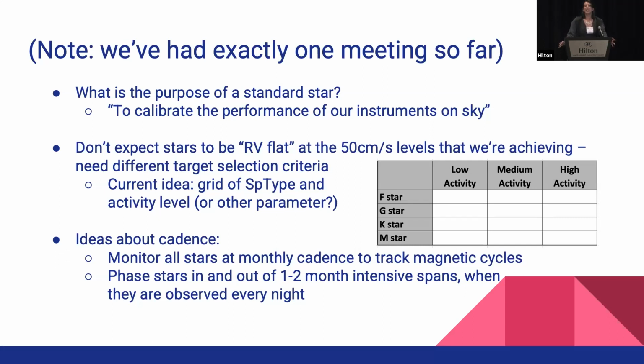But the idea behind this is still the same, right? The goal of a standard star is a way to calibrate the performance of your instrument on sky rather than in the lab via something like fiber tracking. So this is the whole optical system from starlight coming down and hitting your primary all the way through to reduced radial velocities. And so because we don't expect the stars to be RV flat at a 50 or 30 centimeter per second level, we need a different selection criteria.